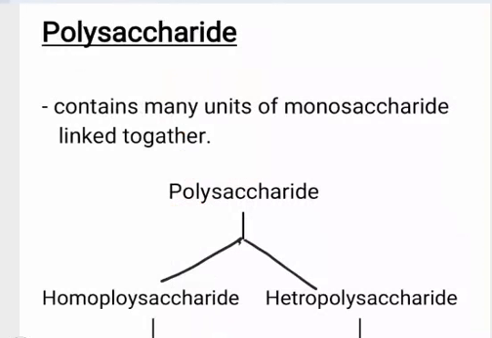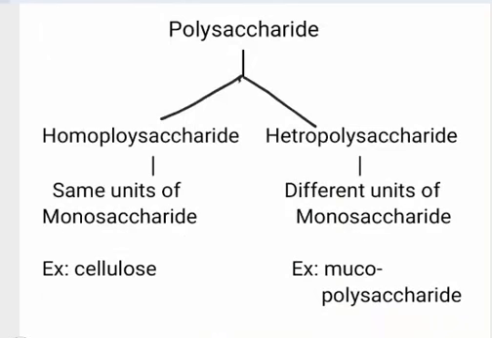Now heading towards the last classification of carbohydrate, that is polysaccharide. Polysaccharides are the carbohydrates which contain many units of monosaccharide linked together. Now polysaccharides could also be classified into two types, that is homopolysaccharide and heteropolysaccharide.